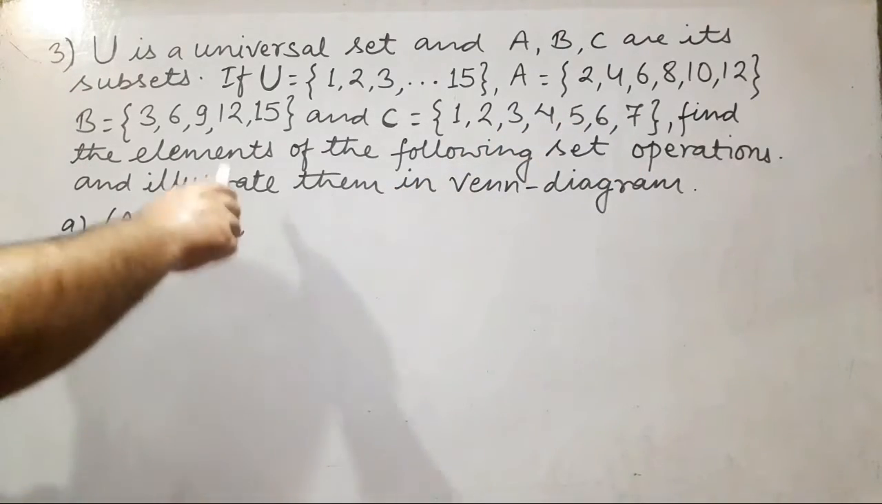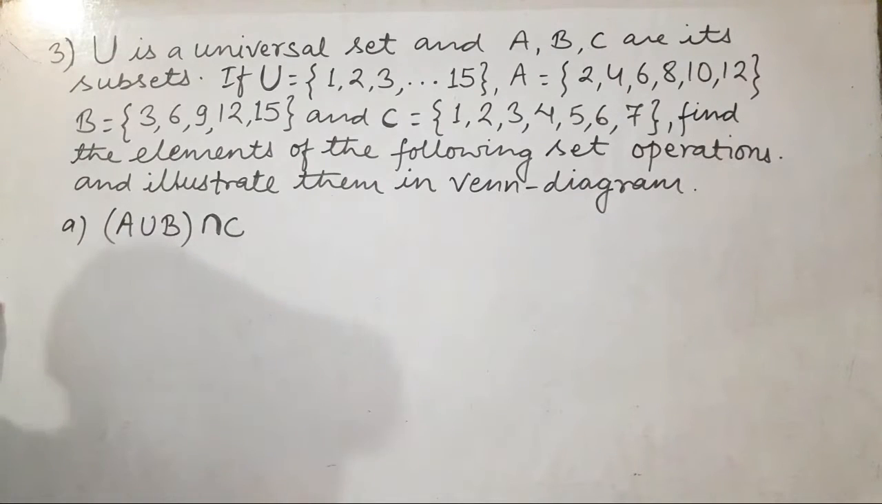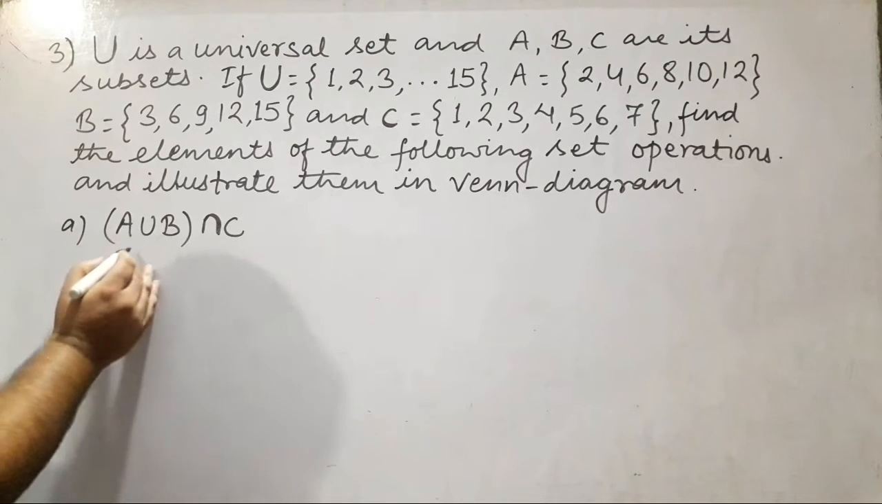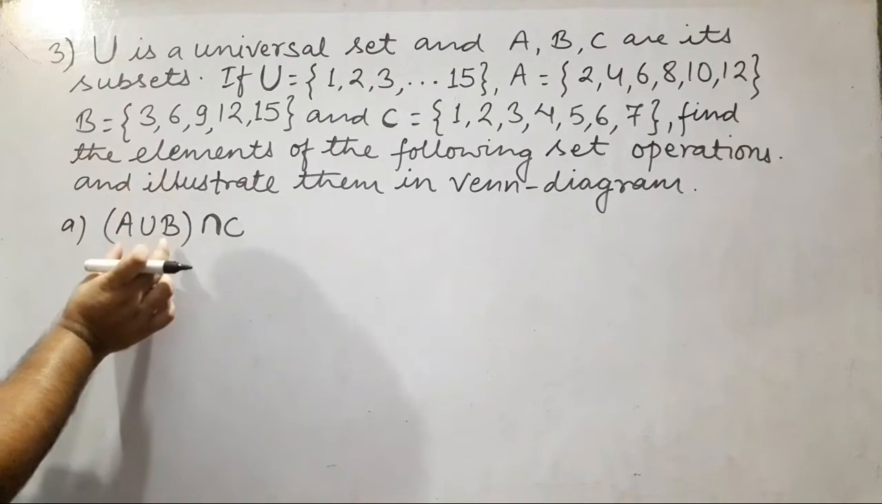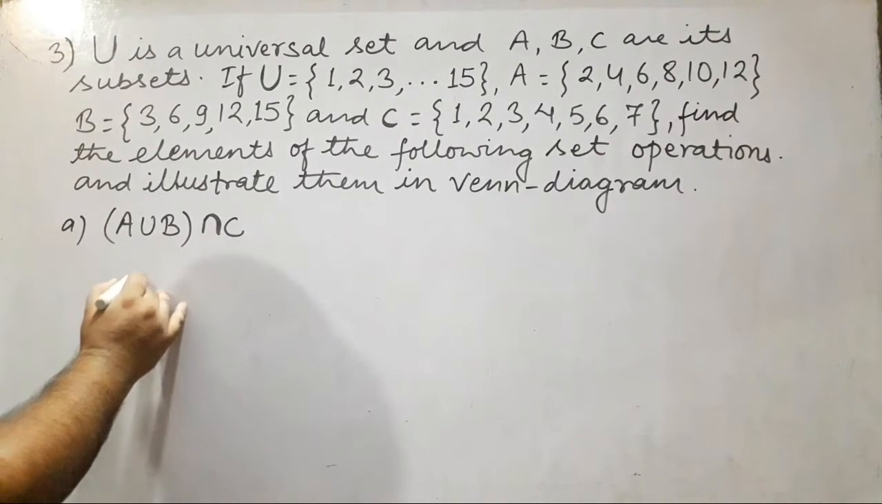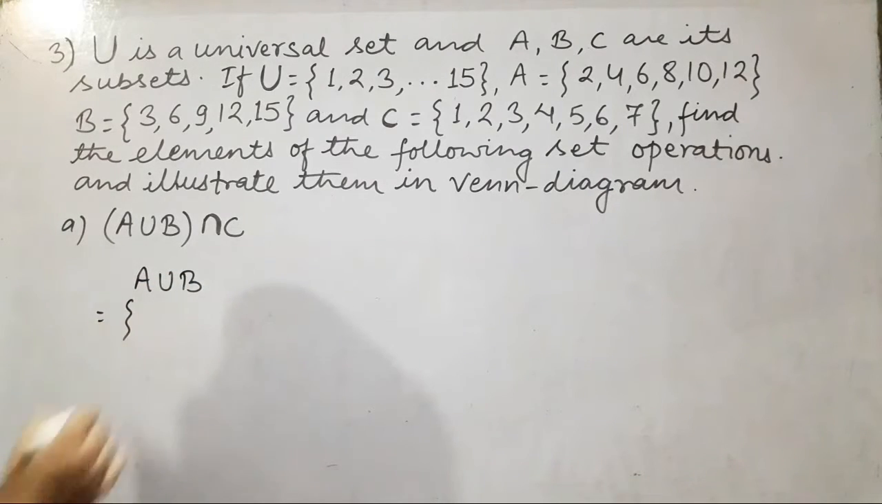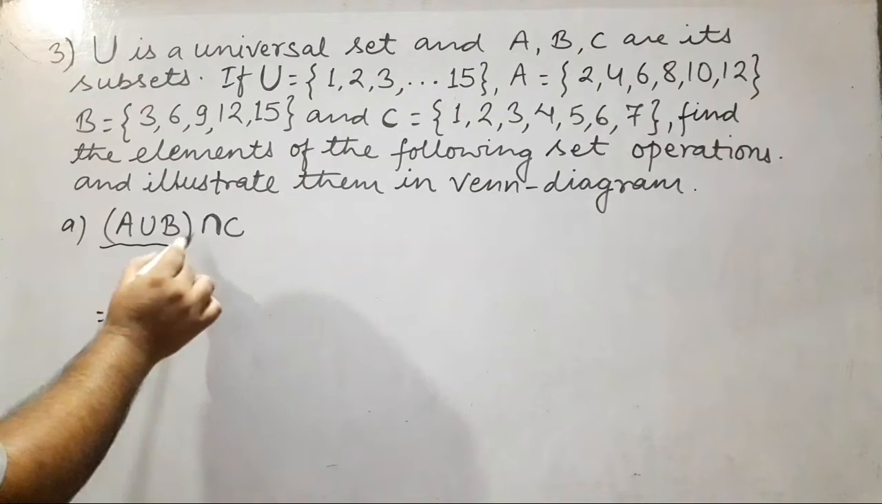Then we have to find the elements of the given set operations, and we have to illustrate them, that is, draw the Venn diagram of the given operations. Let's start here. As I told you, we should first perform the operation given inside the bracket. Let's do A union B equal to. Well, we are performing inside the given bracket.